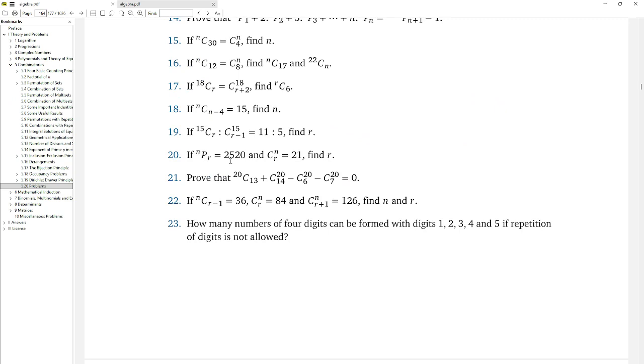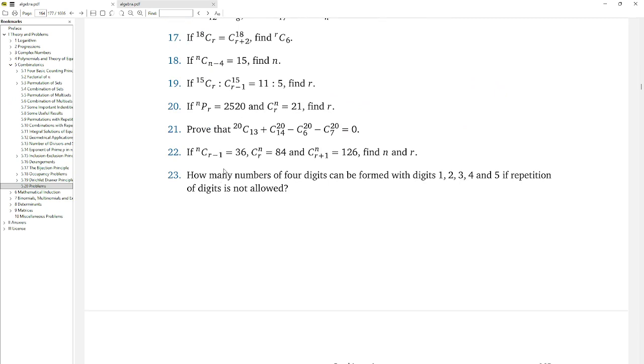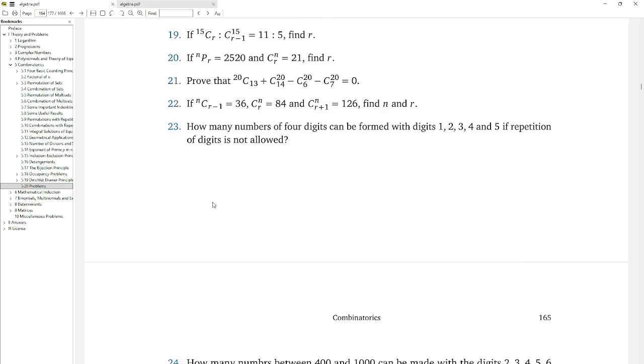So now the easy problems are done, and now the questions are still easy, but they require some more calculation. Question 23 says, how many numbers of 4 digits can be formed with digits 1, 2, 3, 4, 5 if repetition of digits is allowed?